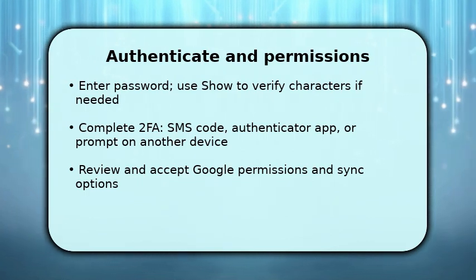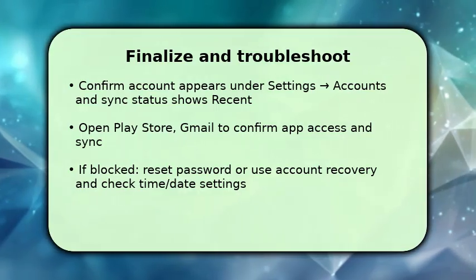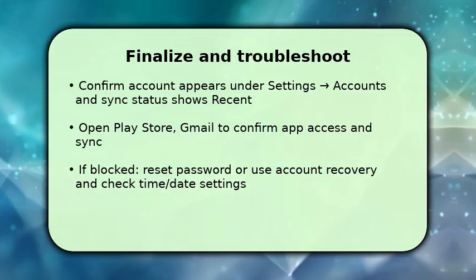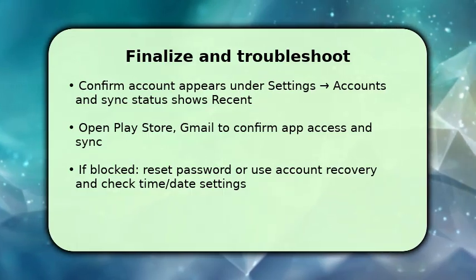You finish by confirming the account appears under Settings, then Accounts, and that sync shows recent activity. Then open Play Store or Gmail to verify access and sync. If everything loads, you're done. The phone will start pulling your apps and data according to sync settings.